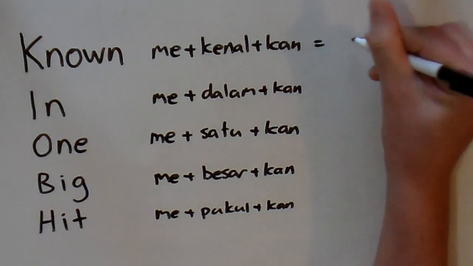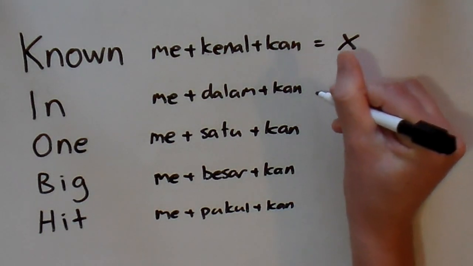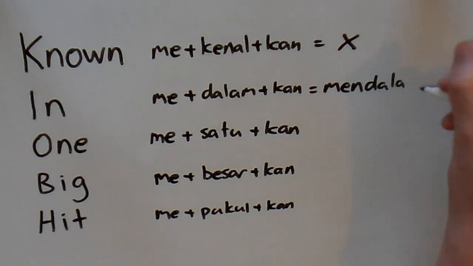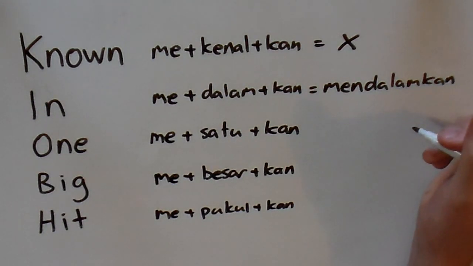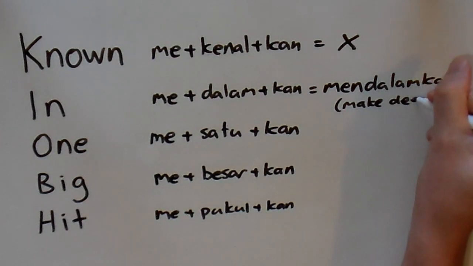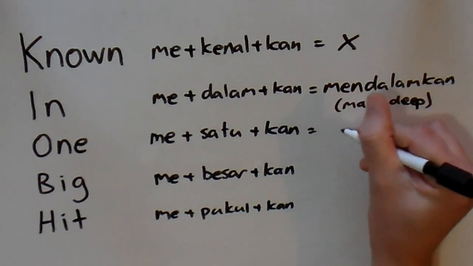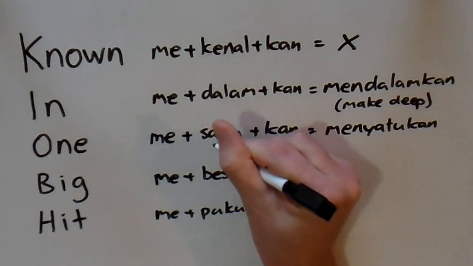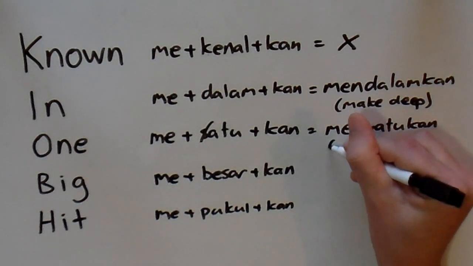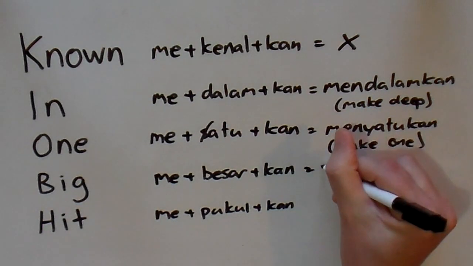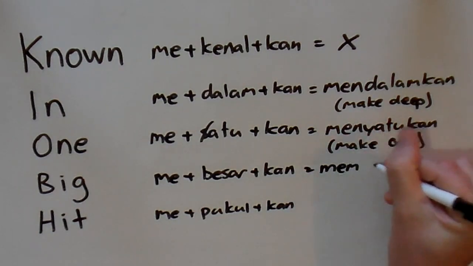The word mengenalkan, while it does exist in spoken Indonesian, does not appear in the official Indonesian dictionary, so will not be discussed. When kan is applied to dalam, satu, and besar, it has a causative meaning. Dalamkan means to make something or someone go deeper. Menyatukan means to unite someone or something, i.e. to make one. And membesarkan means to make someone or something big.